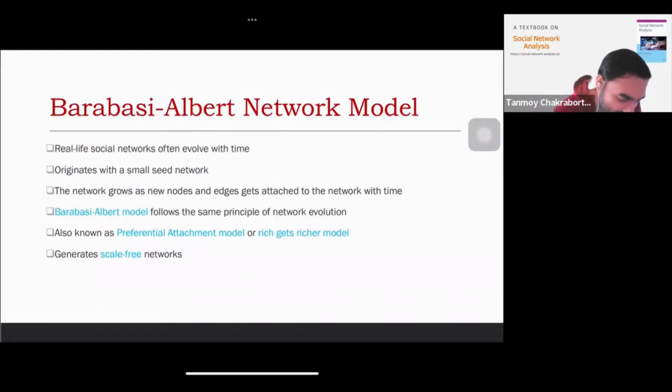So now this is called the Barabasi-Albert model, right? The famous physicist Barabasi and his student Albert proposed this model around 2000-2002. This is also called a preferential attachment model, and it is also called the Rich-Gets-Richer model. We will discuss why it is called that. The beauty of this model is that it is guaranteed to generate a scale-free network, where the degree distribution is a power law degree distribution.